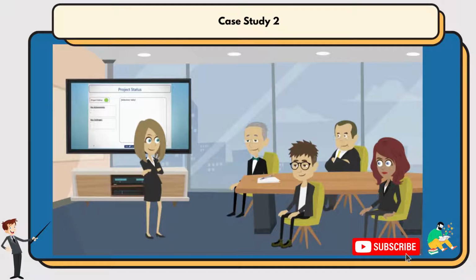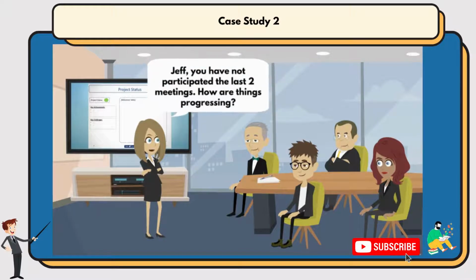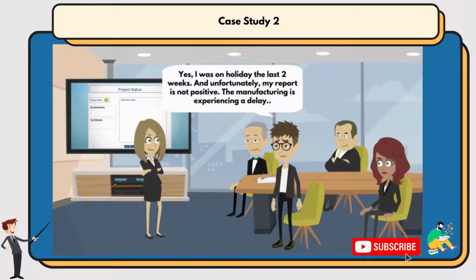She turns to the head of manufacturing. Jeff, you have not participated the last 2 meetings. How are things progressing? Yes, I was on holiday the last 2 weeks and unfortunately my report is not positive. The manufacturing is experiencing a delay.